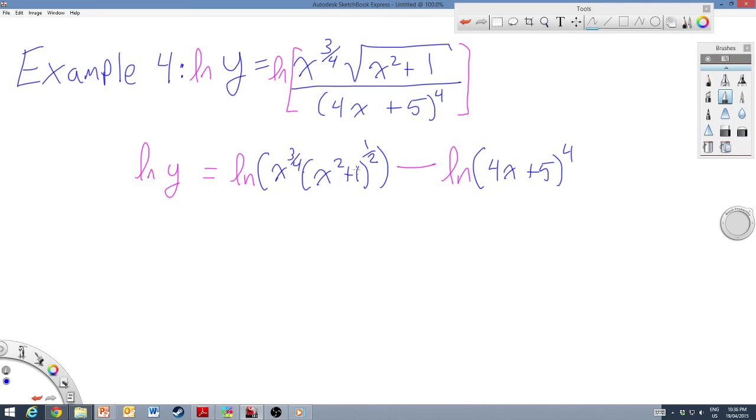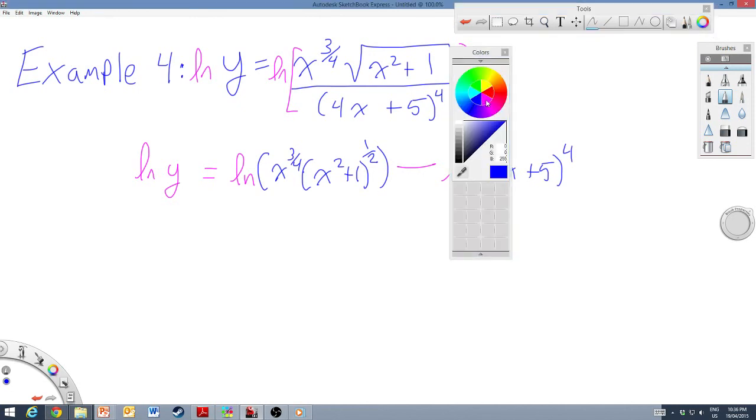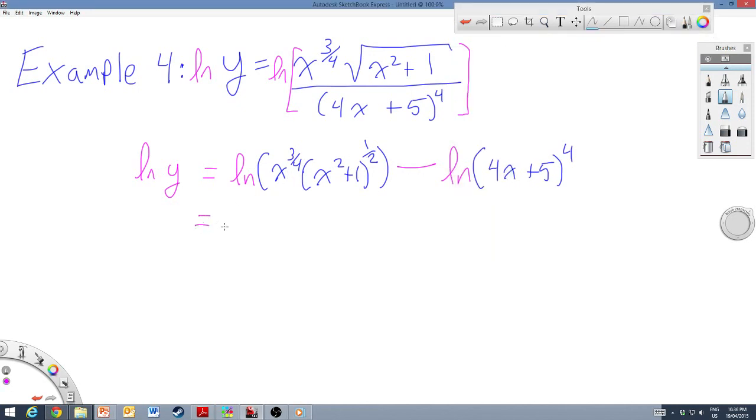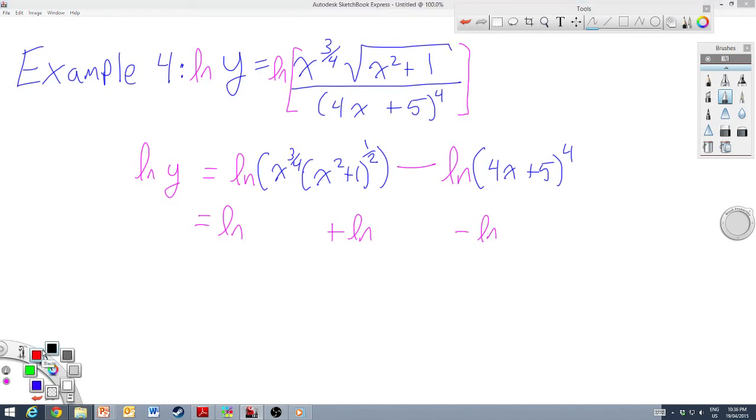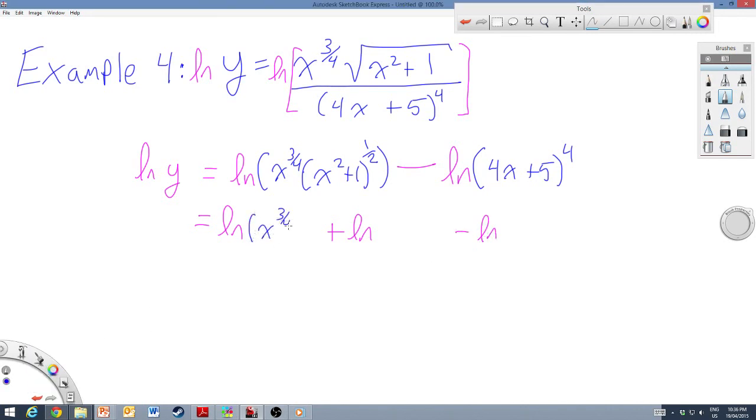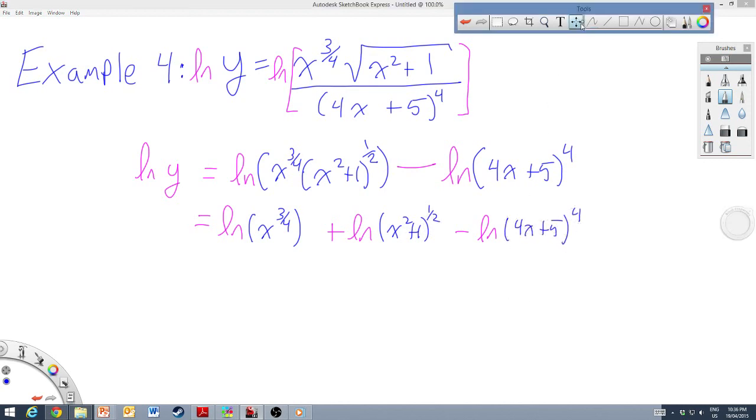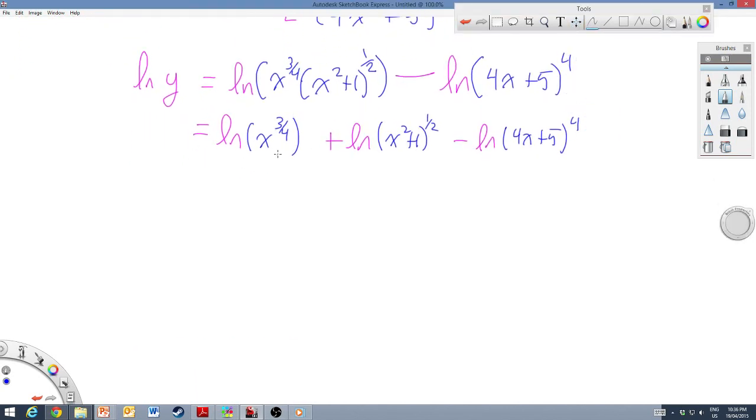Second use, I'm going to use it on this portion here, because one of the other log rules we have says that if I have a product inside my logarithm, I can then separate it into an addition of logarithms, like that. So inside here I will have x to the 3/4, and here I will have x squared plus 1 to the 1/2, and here I have my 4x plus 5 to the 4. Okay. And lastly, again, just like in example 3, I can take all these exponents out. I'm going to take the 3/4 out of there and put it in the front. I'm going to take this 1/2 and put it in front. I'm going to take this 4 and put it in front.